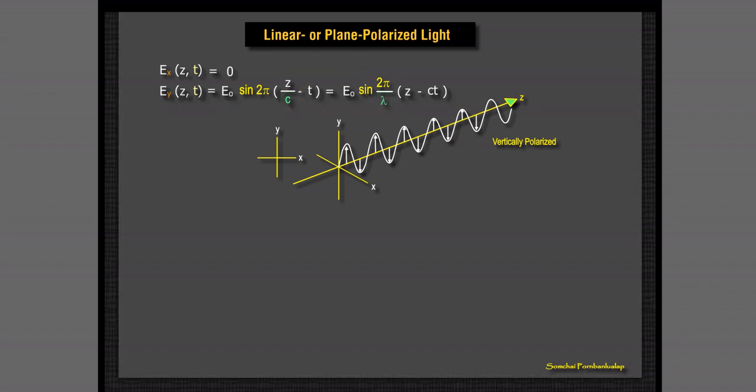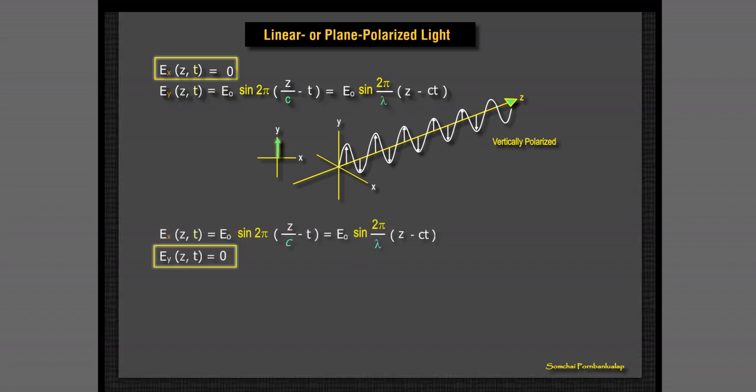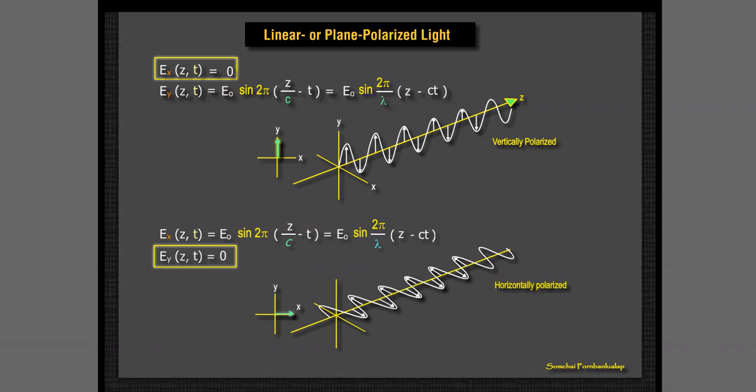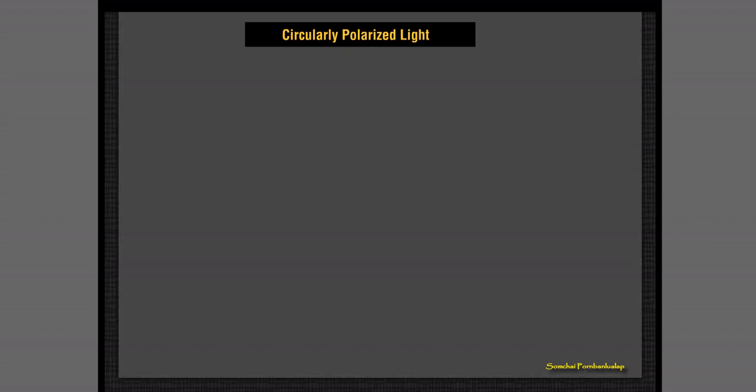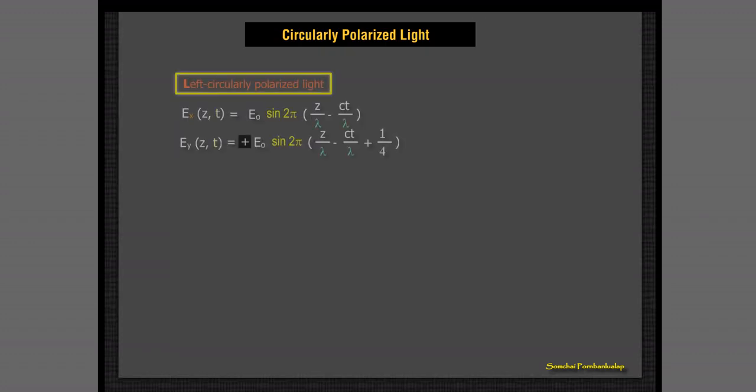For plane polarized light traveling in the z direction, its electric field can be presented as a resultant wave, which is the sum of its x and y components. If its x component is 0, then the electric field oscillates vertically. If its y component is 0, then the electric field oscillates horizontally. For circularly polarized light, the electric field can be viewed as a resultant wave formed by the sum of its x and y components. Unlike plane polarized light, where the x and y components are in phase, the two electric field components of circularly polarized light differ in phase.